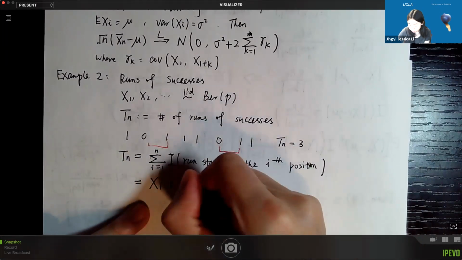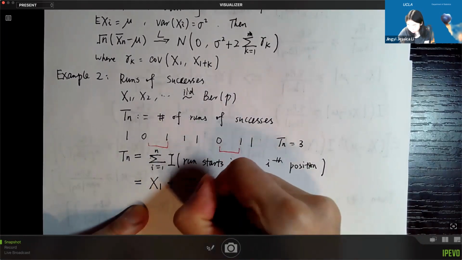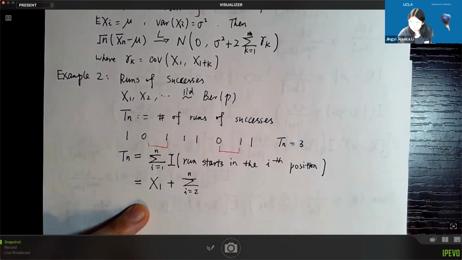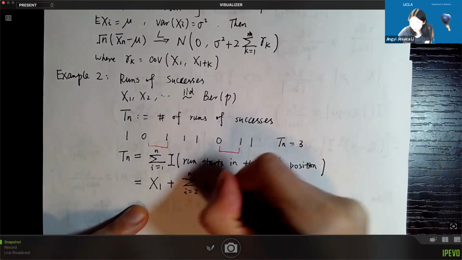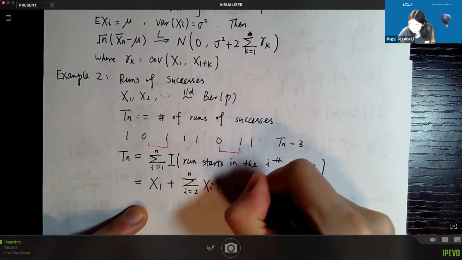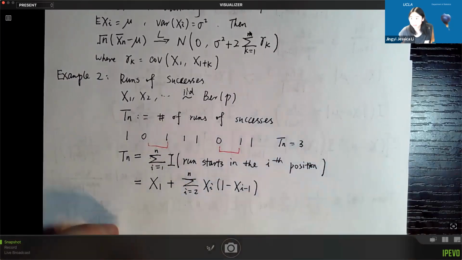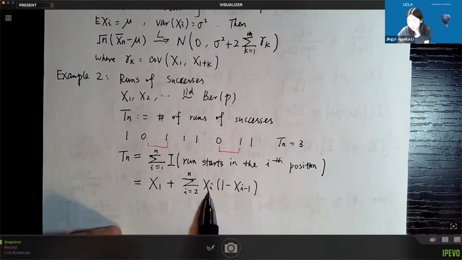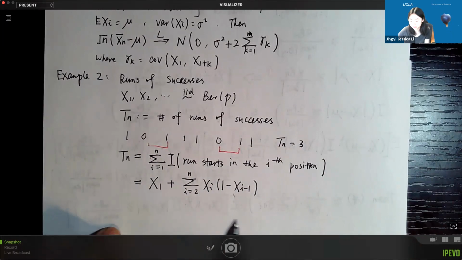Then you see, for i going from 2 to n, I need to check whether xi is 1, right? That's itself. And whether its previous one is 0. Since it's binary, I can do 1 minus x_{i-1}. Because when x_{i-1} is 0, then 1 minus it is 1. So you see, to have a 1, I need this equal to 1 and this equal to 1. If either of them is 0, I will not get a 1. You see, this is the definition of Tn.